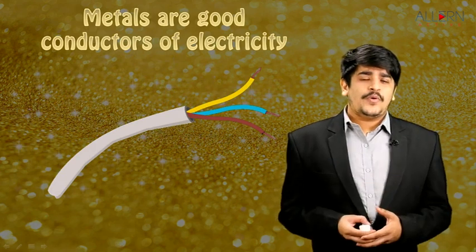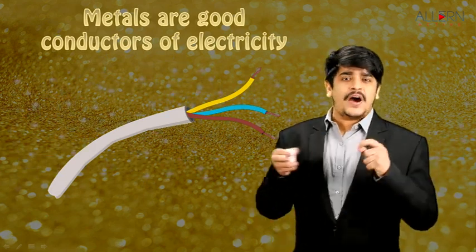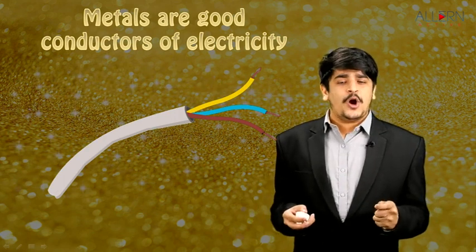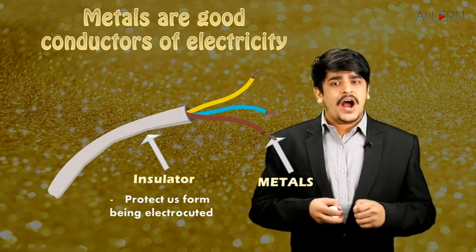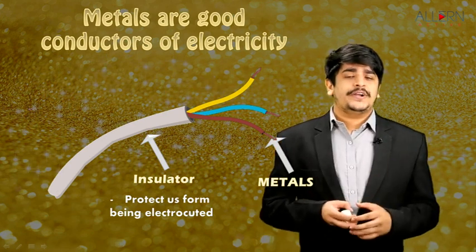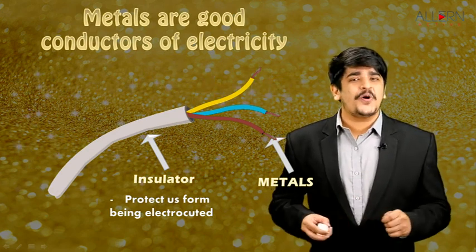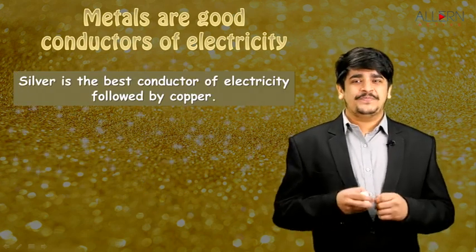Moving on, one must understand that if metals are considered to be good conductors of electricity, and if wires are made up of metals such as aluminium and copper, they are ultimately protected with an insulator which is not going to conduct electricity, so that you and I, while handling wires, are not going to get electrocuted.